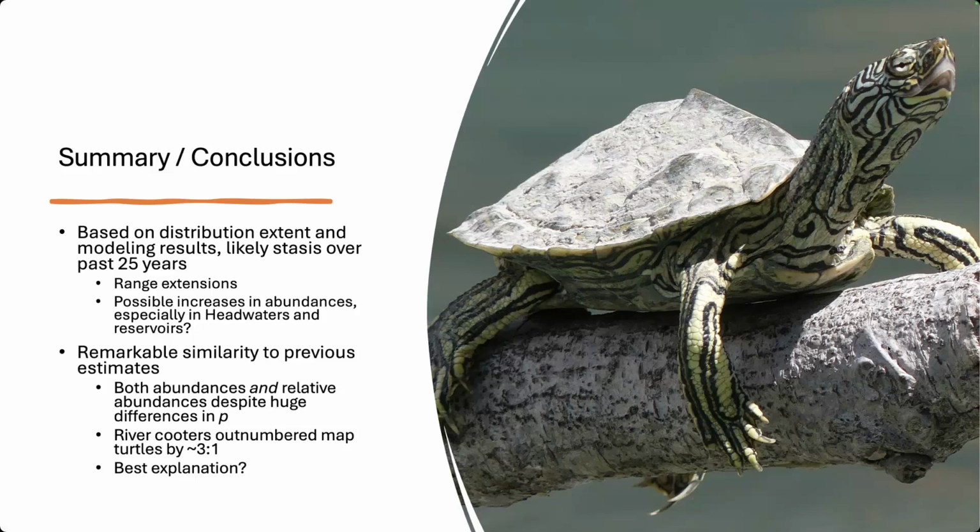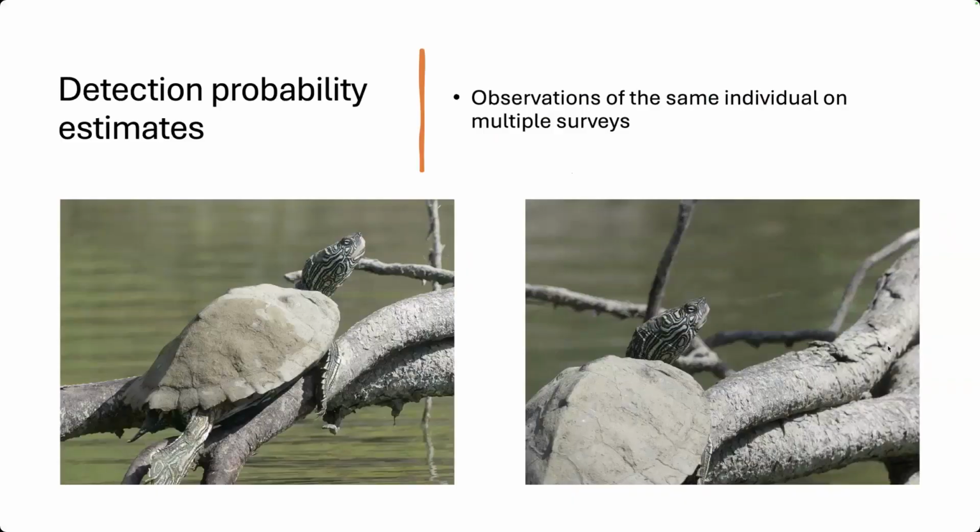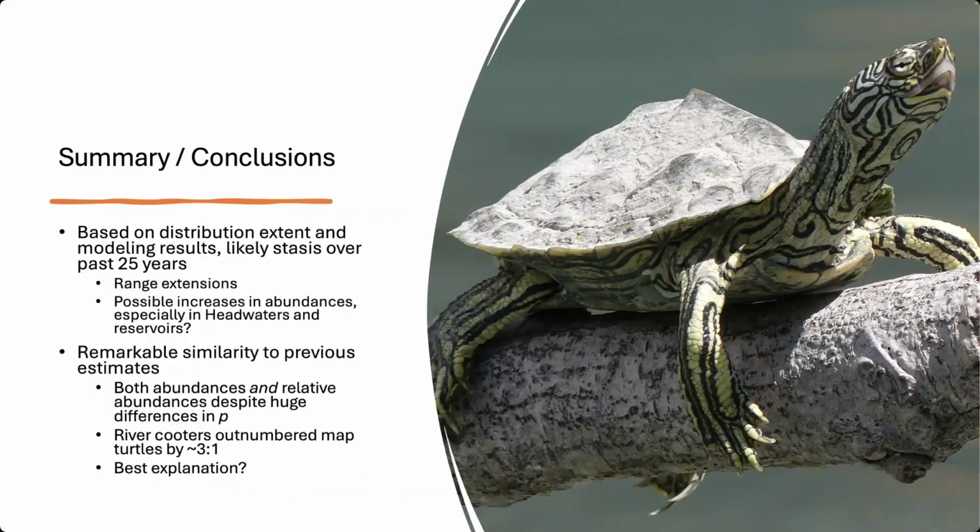So what's the best explanation for having such similar estimates despite completely different methodological approaches? Our belief is, in essence, that the availability of increased optics has also increased the genuine detection rate of these turtles, right? We have good binoculars and good cameras now that were not very available 25 years ago, and that seems to be the most parsimonious explanation for why we have similar results despite these huge differences in detection probability.